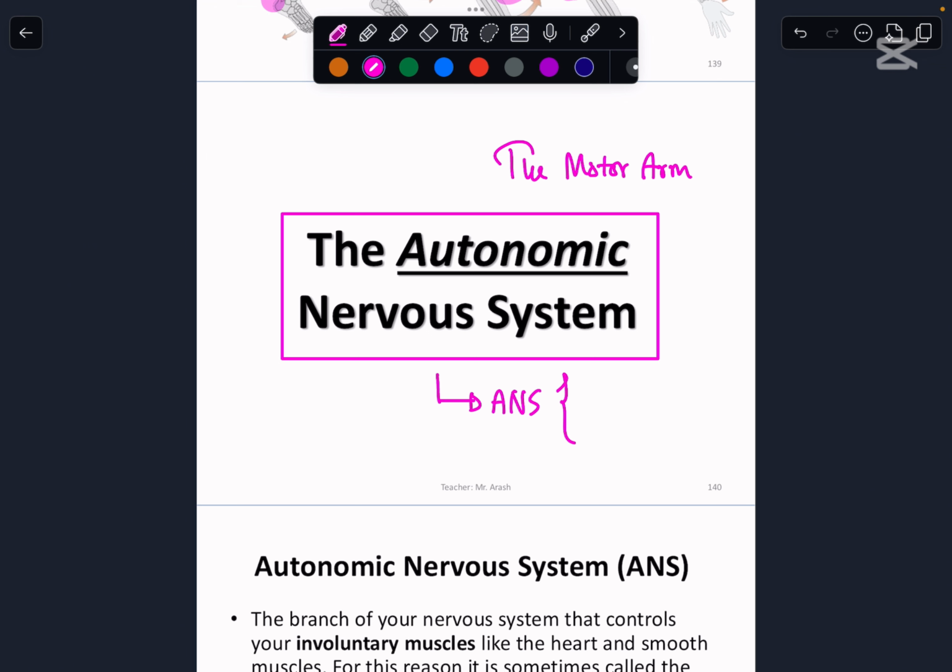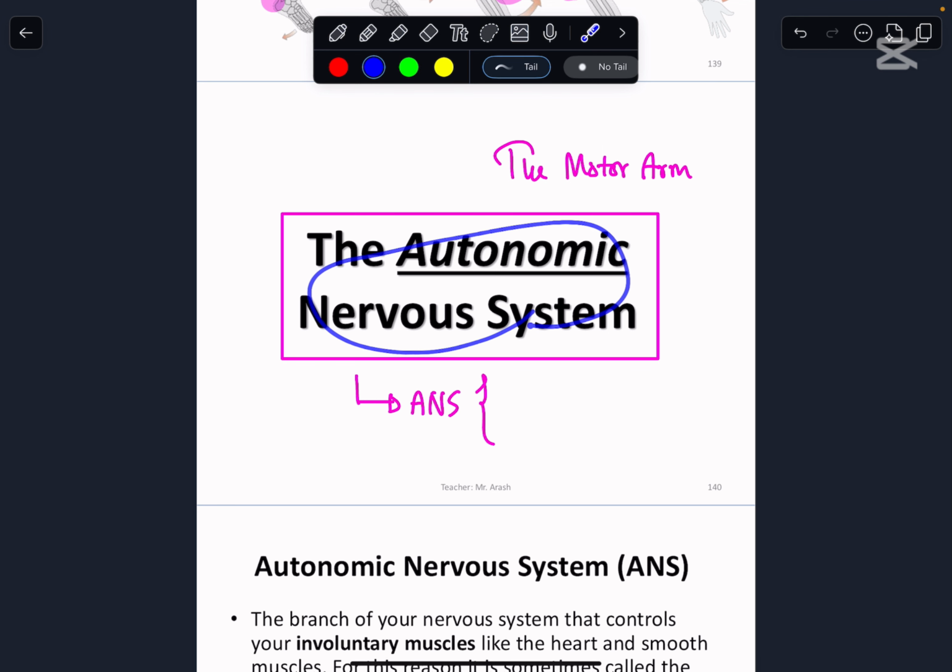Hopefully you guys didn't lose my voice. I just realized my AirPods were disconnected. So basically what I was saying was that for the autonomic nervous system, we don't really use the term motor in it, just because when it comes to the autonomic nervous system, we are by default talking about the motor arm, and we don't really care as much about the autonomic sensory system.